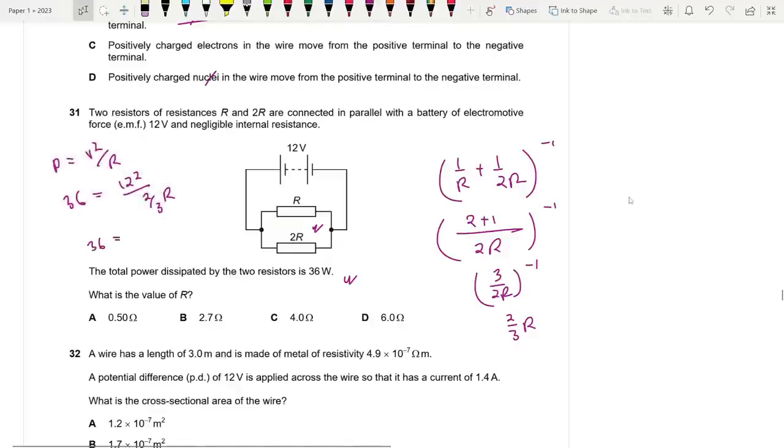So 36 is equal to 144 divided by 2 by 3R. So what afterwards? 144 by 36. So we can say 2 by 3R is equal to 144 by 36. If you solve it, 3 by 2 gives you an answer of 6. So 31 is in fact D6.